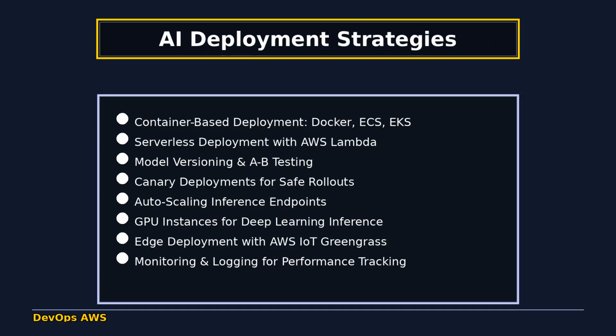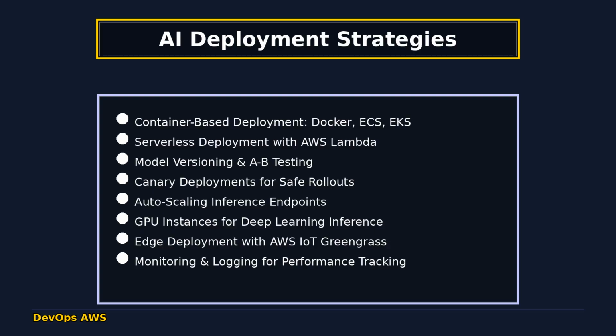AI deployment strategies for production environments. Container-based deployment with Docker and ECS/EKS for scalability. Serverless deployment with AWS Lambda for cost-effective inference. Model versioning and A/B testing for gradual rollouts.